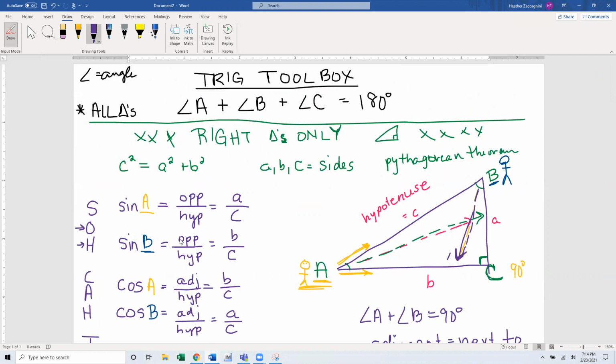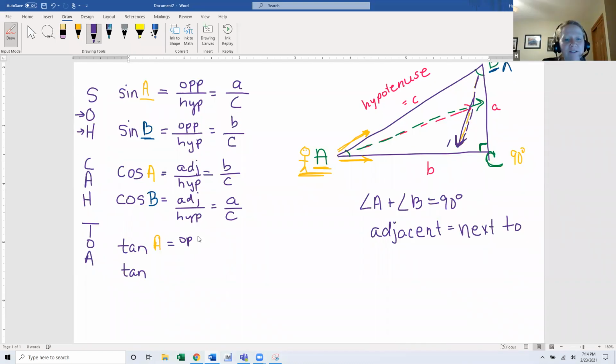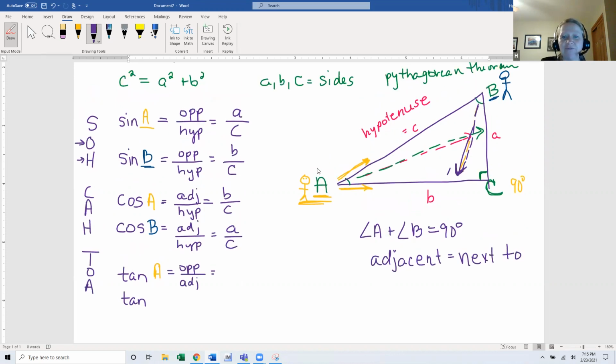This is equal to opposite over adjacent. So the tangent trig function is the ratio of one side to the other side, and it has nothing to do with the hypotenuse. So tangent has no hypotenuse in it. All right, let's test it. Tangent from perspective of A is the opposite side from the perspective of A. What's the opposite side from A?